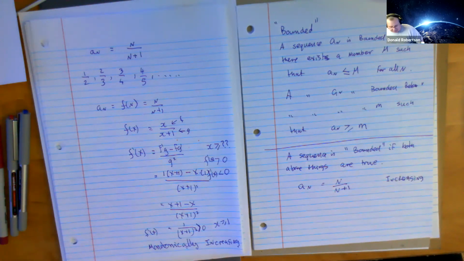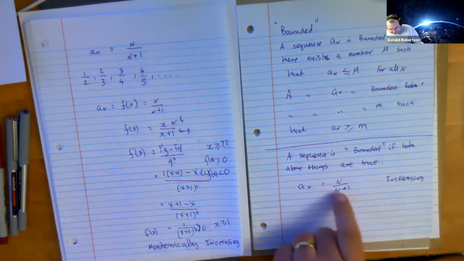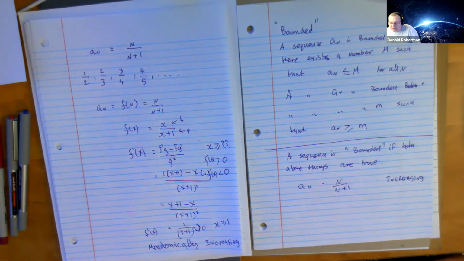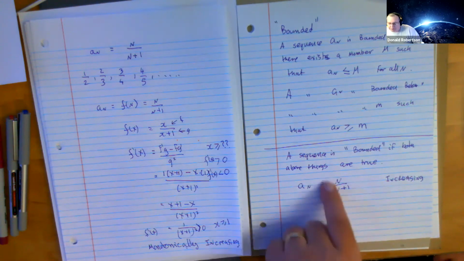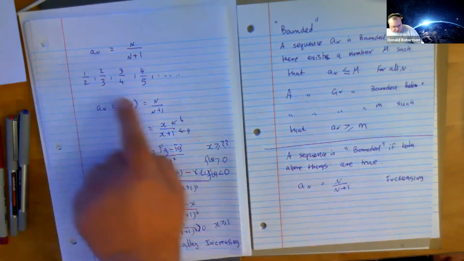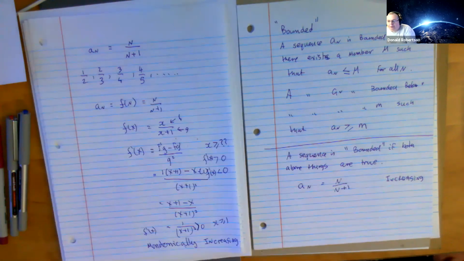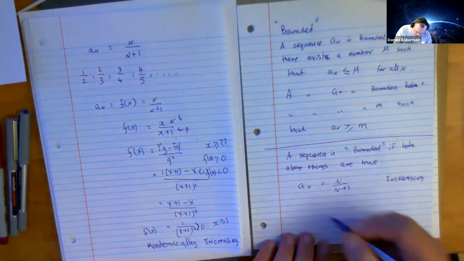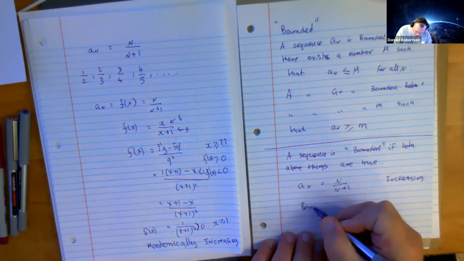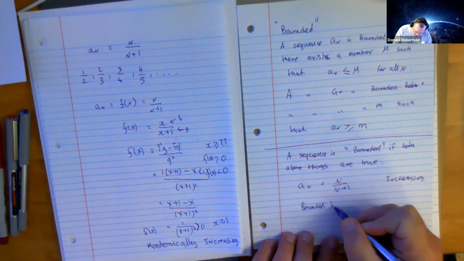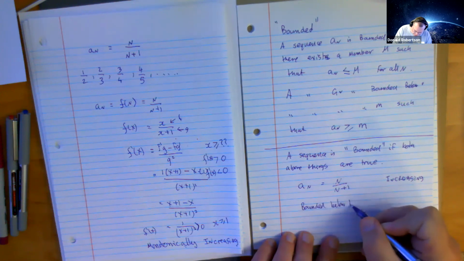Let's look at bounded. Would you agree that this thing is bounded below by 0? Would you agree that every single member of this sequence, that's these guys up here, are all bigger than 0? I mean, they're all positive, right? So they're all going to be bigger than 0. So this is bounded below by 0.